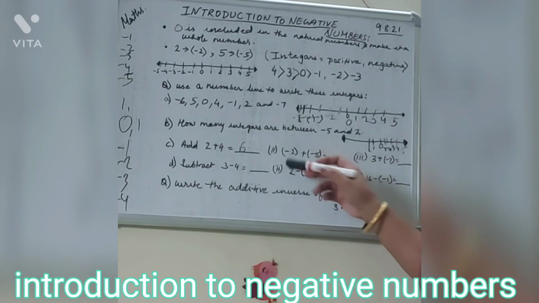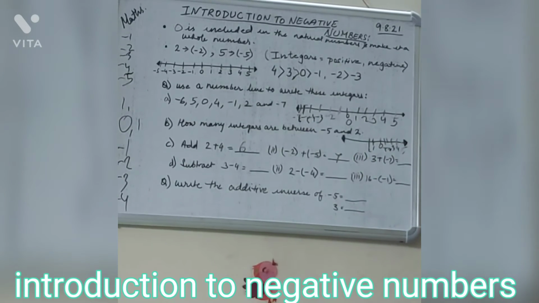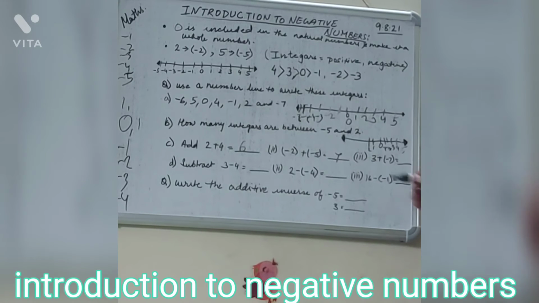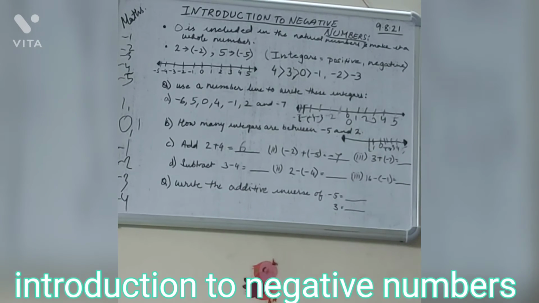Okay? So 5 plus 2 is 7. And the sign of the bigger number. We always place the sign of the bigger number in the case of negative integers. So -7 will be the answer. Right? So -2 plus -5, simple addition and sign of the bigger number.